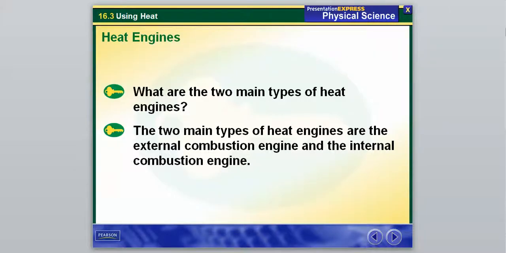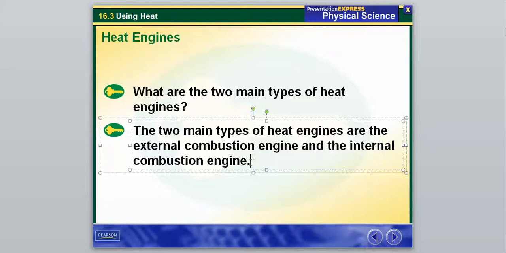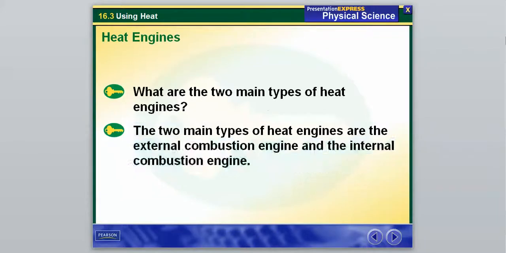And so to start, we're now going to look at the two main types of heat engines that we have. We have what are called external combustion engines and internal combustion engines. Those are our two types that we are going to focus on in this video, the difference between an external combustion engine and an internal combustion engine.